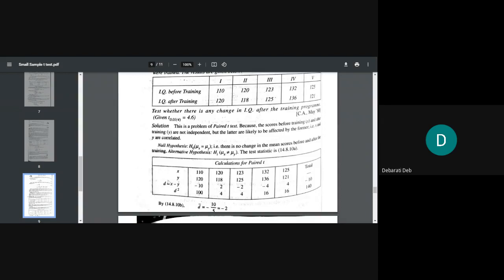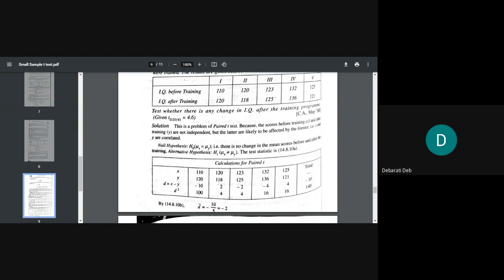D is required for mean calculation, and D square as well as D will be required for calculating your standard deviation. So always remember, in paired t-test table you have to do these two calculations. One is D and another one is D square. So what is D?